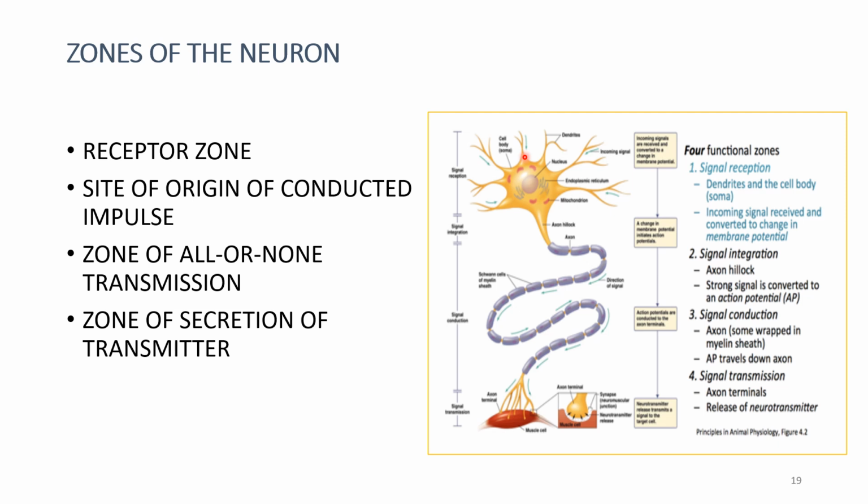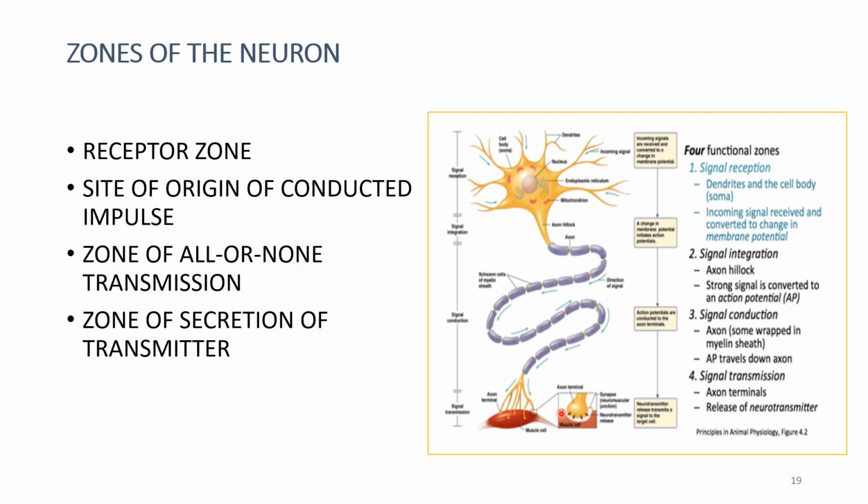So the receptor zone, that is the dendrites and cell body, will receive the signal and process the signal. Then the signal will be integrated and there will be origin of the conducted impulse in the axon hillock. Then it is transmitted via all or none transmission in the axon.